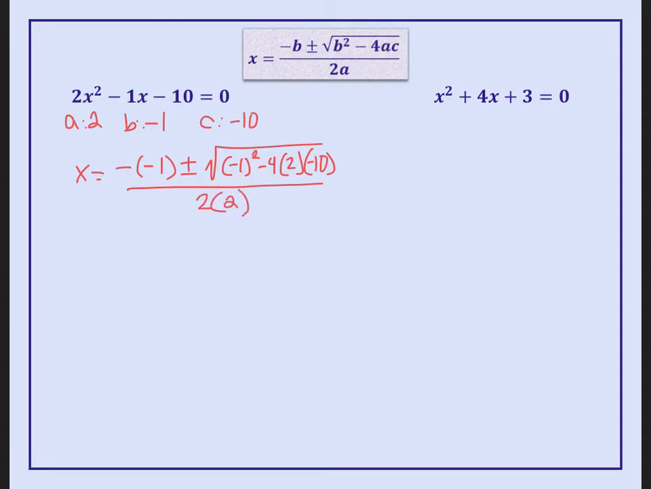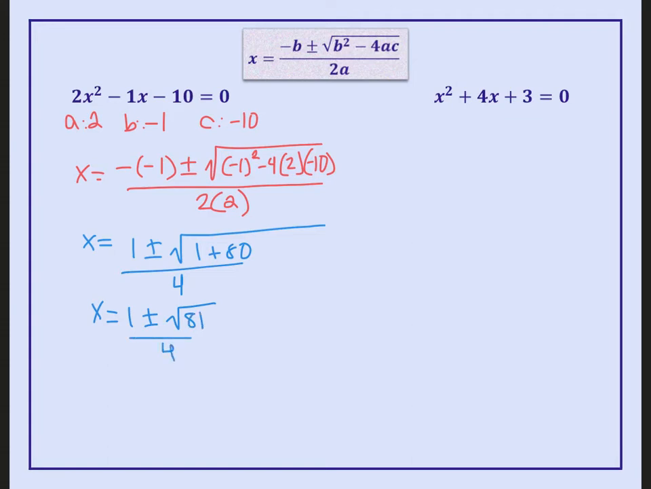Okay. The next step is going to be to get rid of the parentheses. 1 plus and minus the square root of 1, and then I have negative 4 times 2 times negative 10. That's negative 4 times 2 is negative 8, times negative 10 becomes positive 80, all over 4. Okay. 1 plus 81 equals 1 plus or minus the square root of 81 over 4.